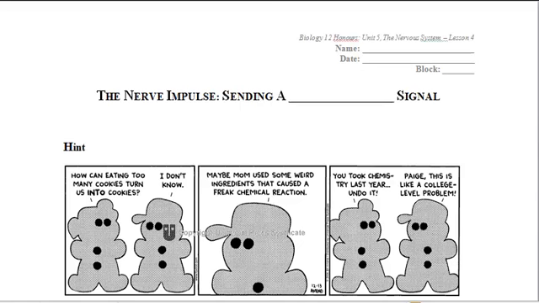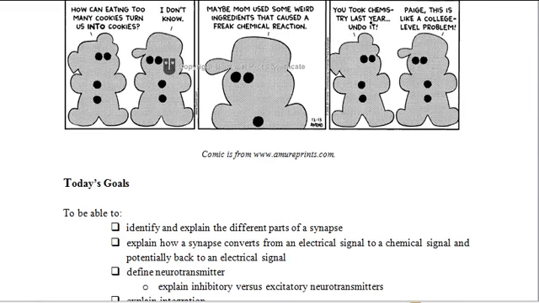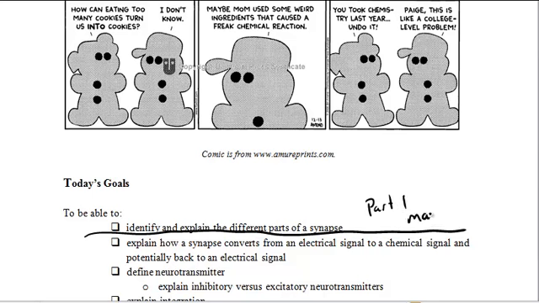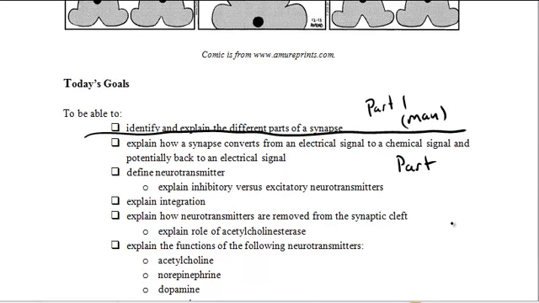Today we're going to be continuing talking about the nerve impulse, and in particular we're going to talk about sending a chemical signal. Last day we talked about the electrical signal. Today we'll focus on the chemical signal. For part 1, we just want you to become familiar with the structure of a synapse. Part 1 is the mandatory viewing. Part 2, the other learning outcomes, will be covered in class and is optional unless you were away.